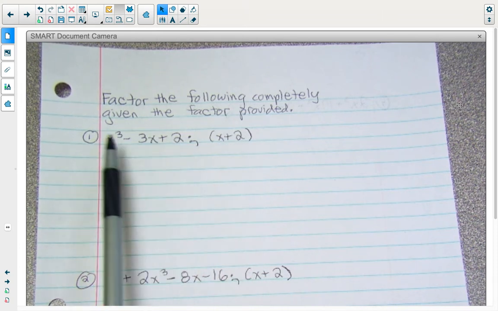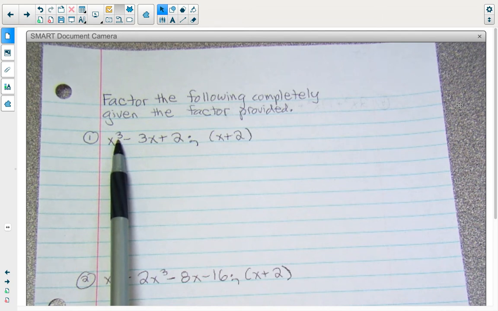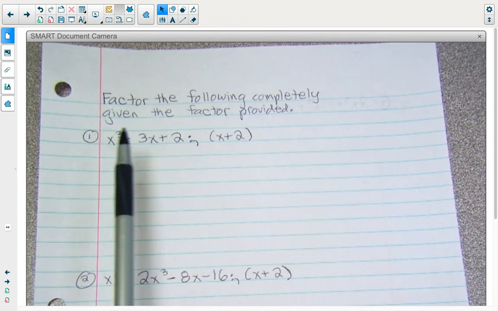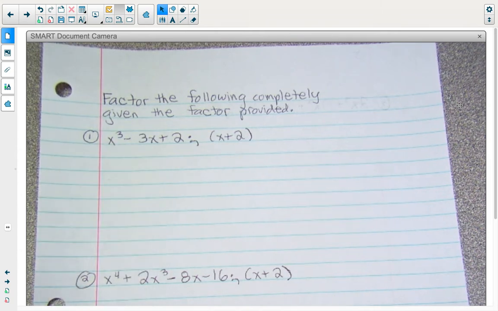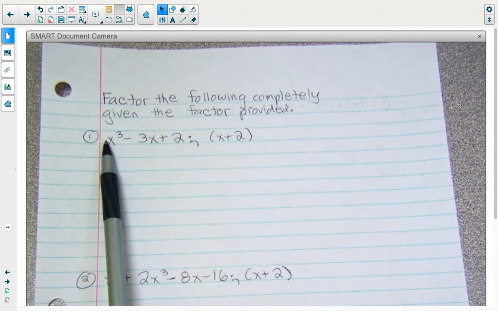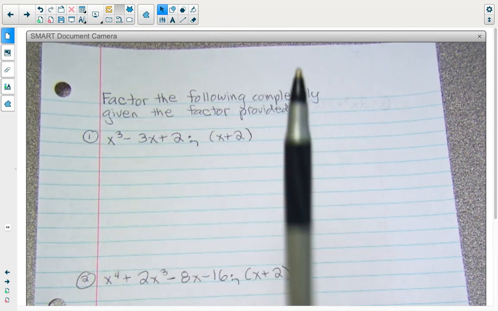Now, we generally don't factor things that are x to the third. We have some different ways that we can. We can factor by grouping. We can do the sum or difference of cubes. But generally, we don't factor x to the third right off the top of our head. So we can use this factor to help us factor this completely. That is what we're going to do.